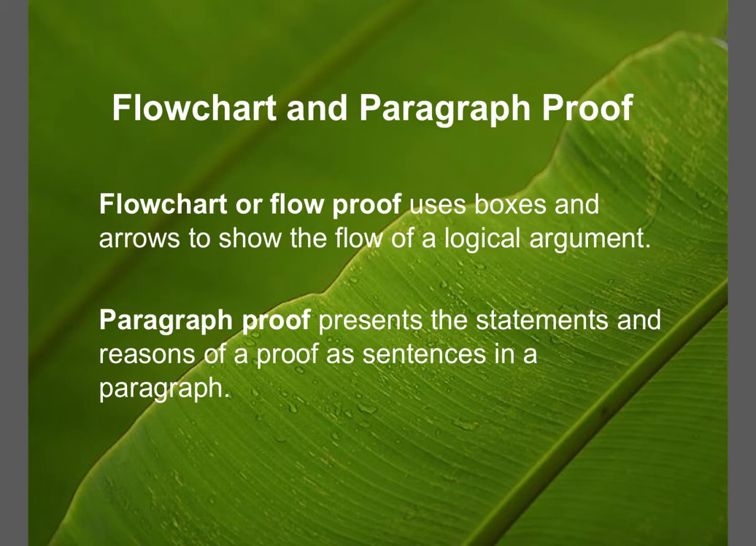And then a paragraph would literally be like a sentence, like because the measure of angle 1 plus the measure of angle 2 equals 90 degrees, and the measure of angle 1 equals this, I can substitute that measurement in for angle 1, and then I can subtract from both sides to get that the measure of angle 2 is 31 degrees. That would be a paragraph proof, so more like a conversation that you would have with somebody describing what you know and why you know it.